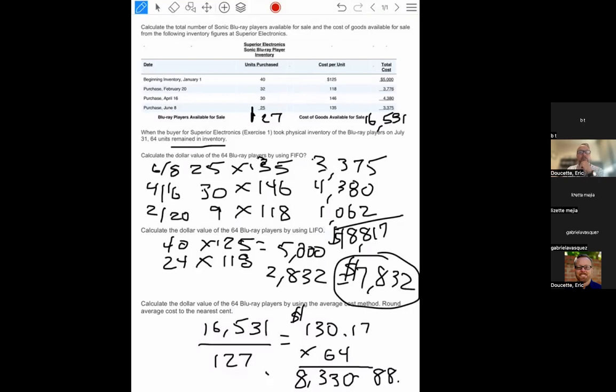I apologize, those of you who are watching this video replayed, I just did the last method, which was to first add up all of these that came to 127, and then add up all these, it came to 16,531. And that was the average cost method. I would divide the total value of my inventory by the number of units in my inventory. That came out to $130.17 per unit. Multiplied by 64 came out to $8,330.88. So that is the average cost method of inventory.